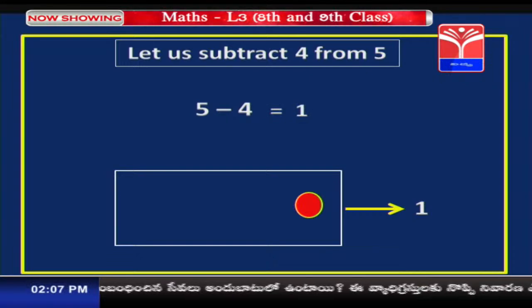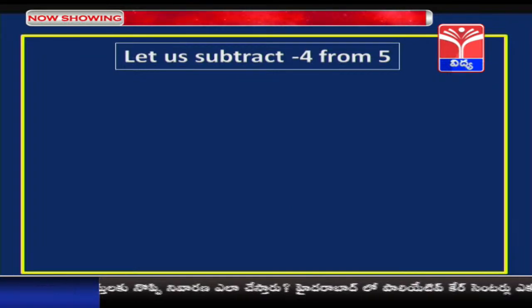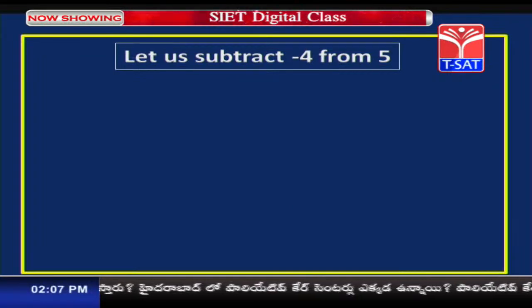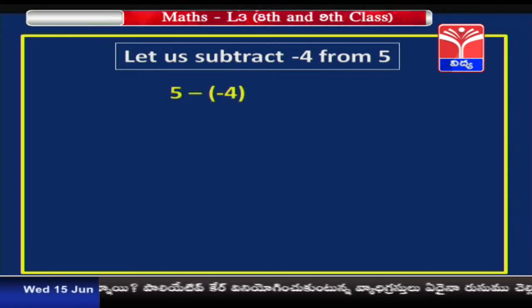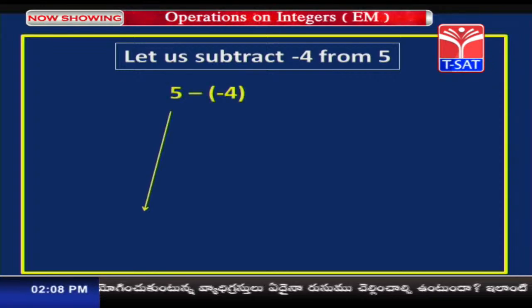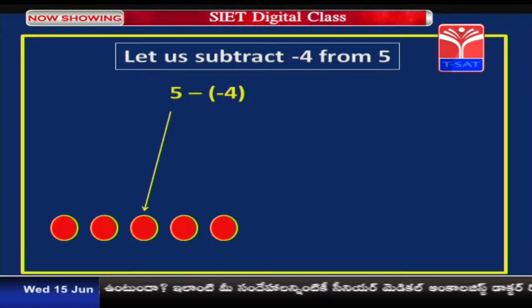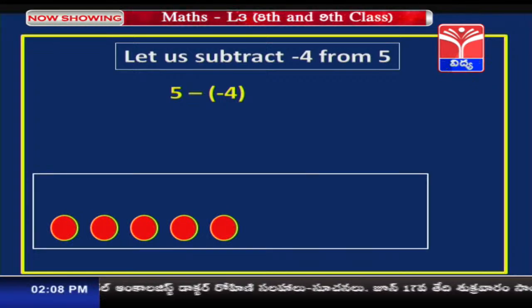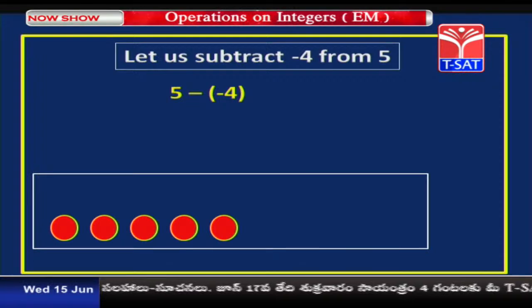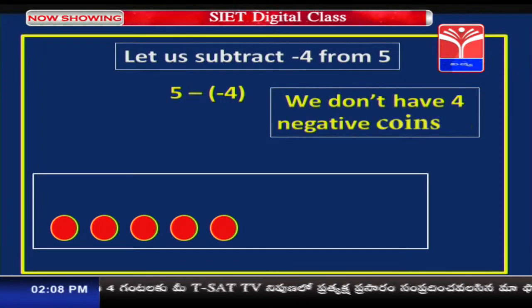So, children, let us move on to our next one, that is subtracting a negative number from a positive number. We are going to subtract minus 4 from 5, that is 5 minus of minus 4. 5 is again a positive, so we take 5 red coins, then we have minus 4. So, we are going to take 4 zero pairs, children. Why? Because we do not have negative coins.